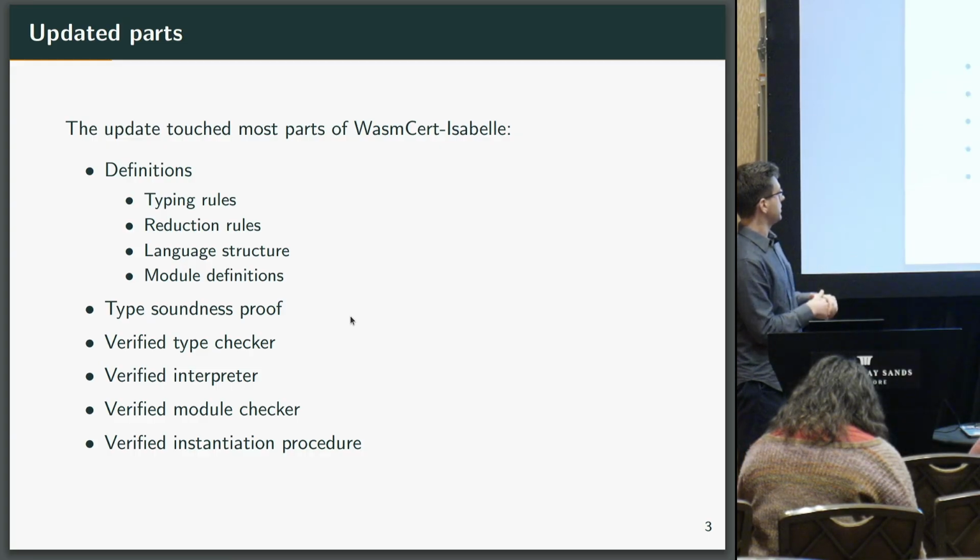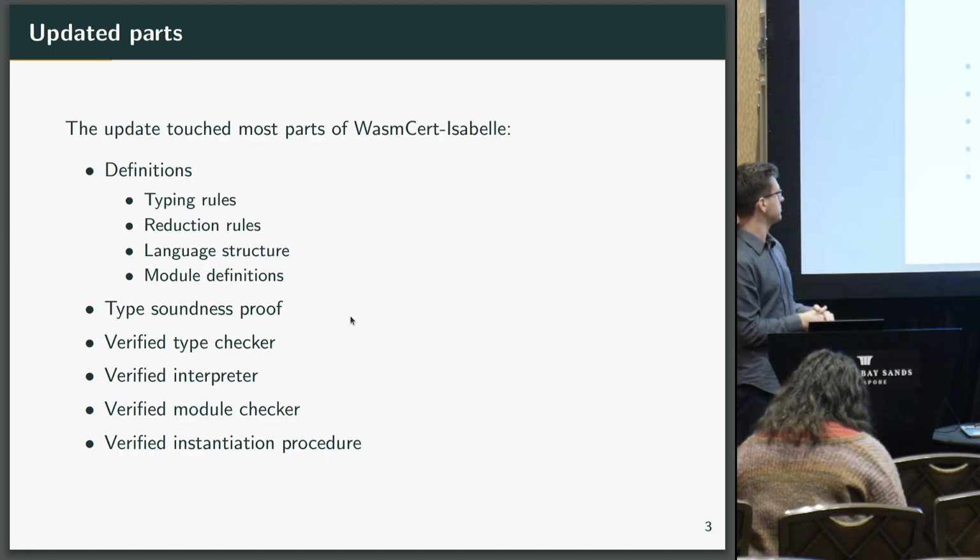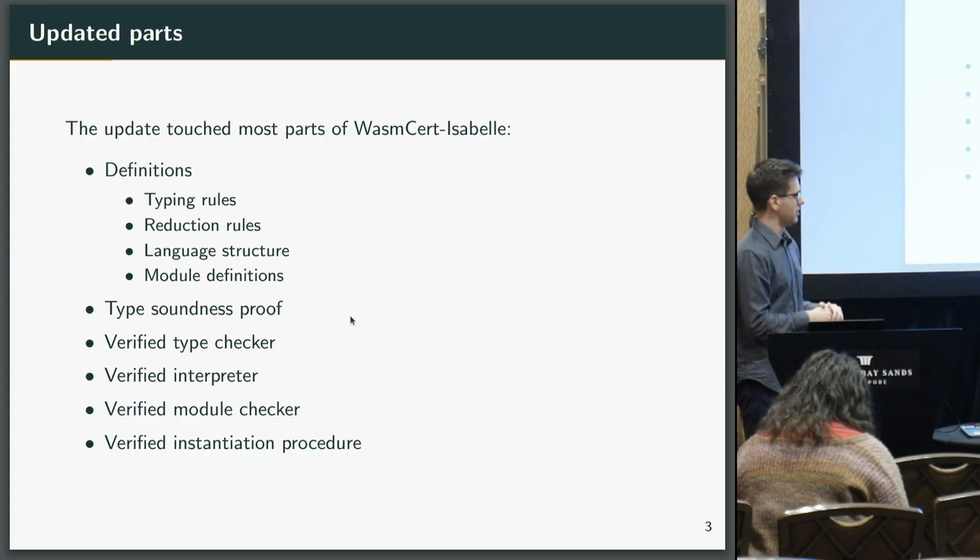So the update touched most parts of WasmCert-Isabelle, including definitions, which include typing rules, reduction rules, and other language structure, the type soundness proof, verified type checker, interpreter, module checker, and instantiation procedure.